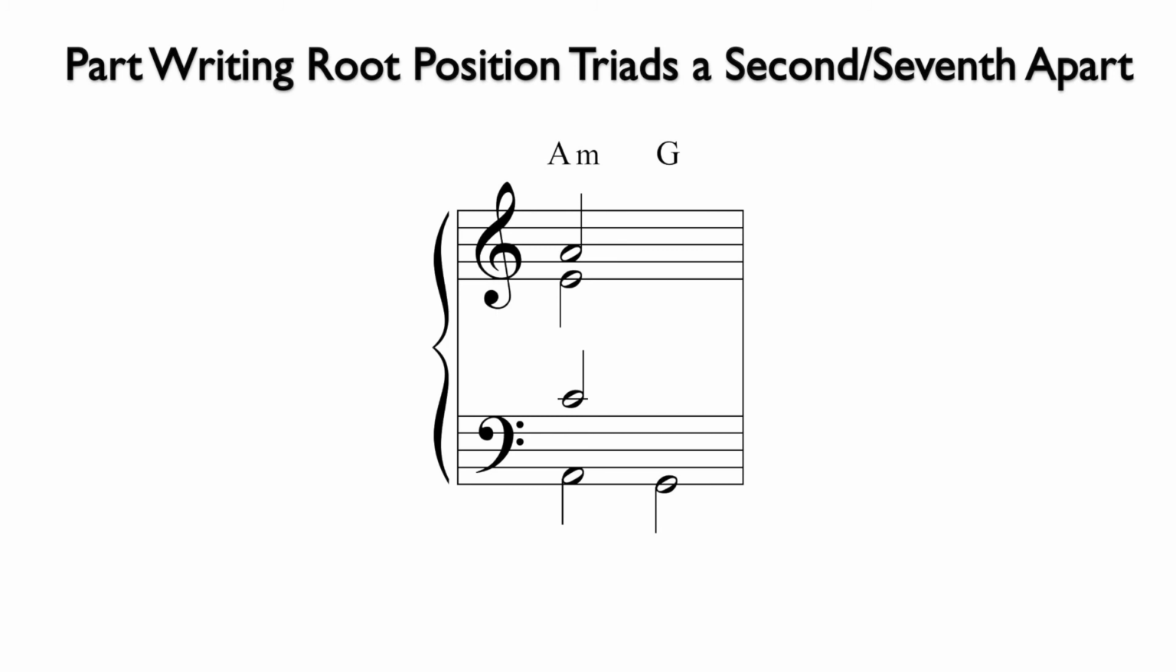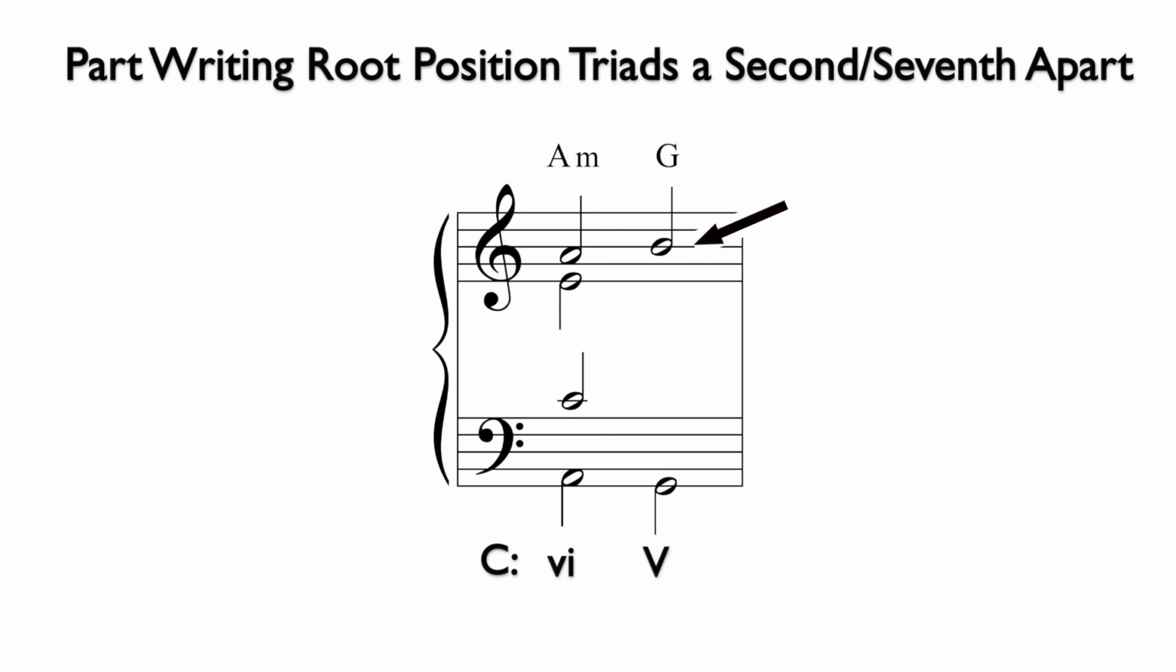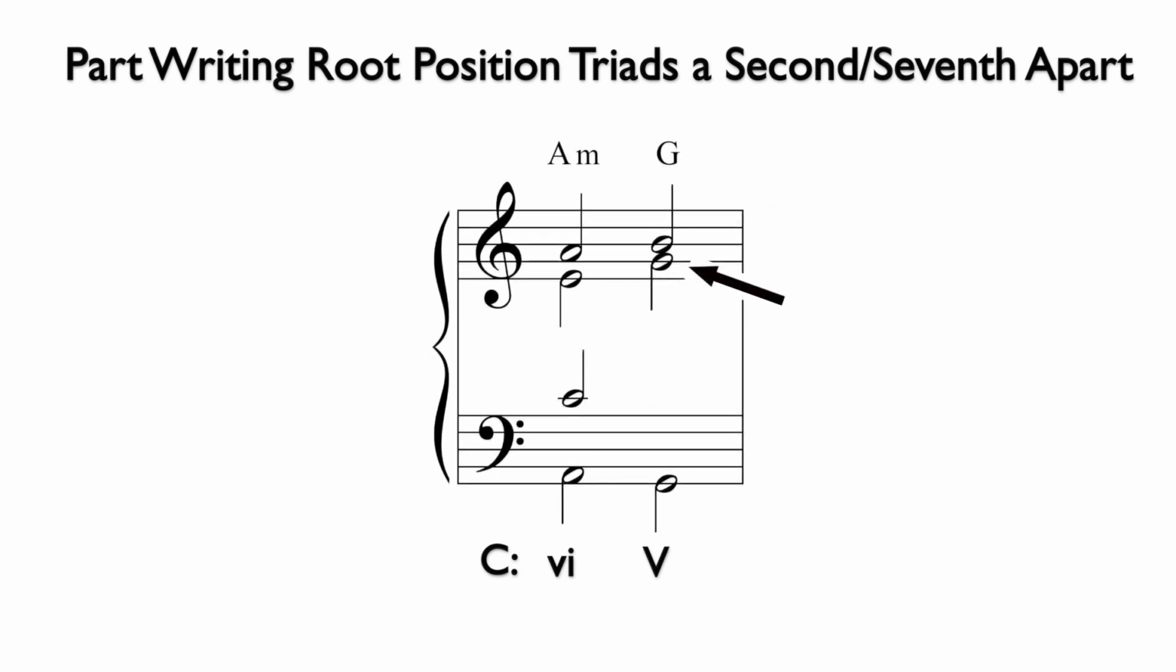Here is another example, this time using A minor to G in the key of C. The analysis is 6 to 5. For this example, the chords are moving down a second. To avoid parallel fifths and octaves, the soprano, alto, and tenor voices will need to move in the opposite direction from the bass, so they will move up to the closest notes of the G chord. The A in the soprano from the A minor chord will move to B. The E in the alto will move to G, and the C in the tenor will move to D. We now have a complete G chord with a doubled root.